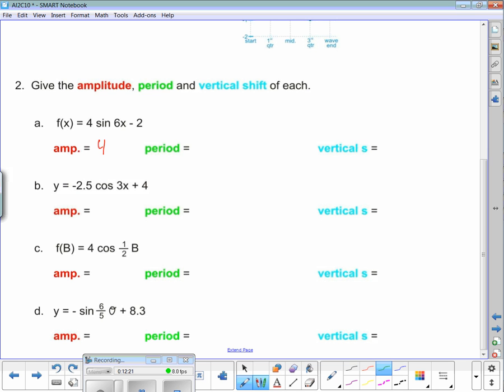Let's see, somebody that was here yesterday. Amma, what do you have for the period? Not correct. Mitchell, what do you have for the period? 60. So if we're doing degrees, you would have gone 360 divided by the b value of 6. And 360 divided by 6 is indeed 60 degrees. If you were doing radians, you would do 2 pi divided by 6, and you would get pi over 3 radians.